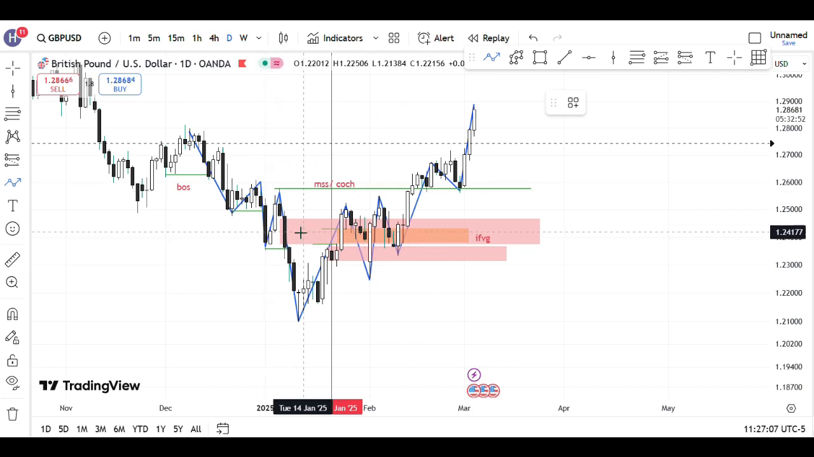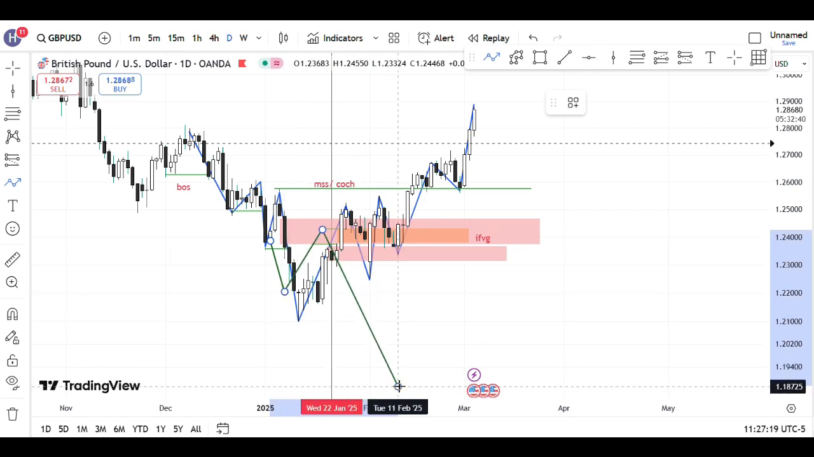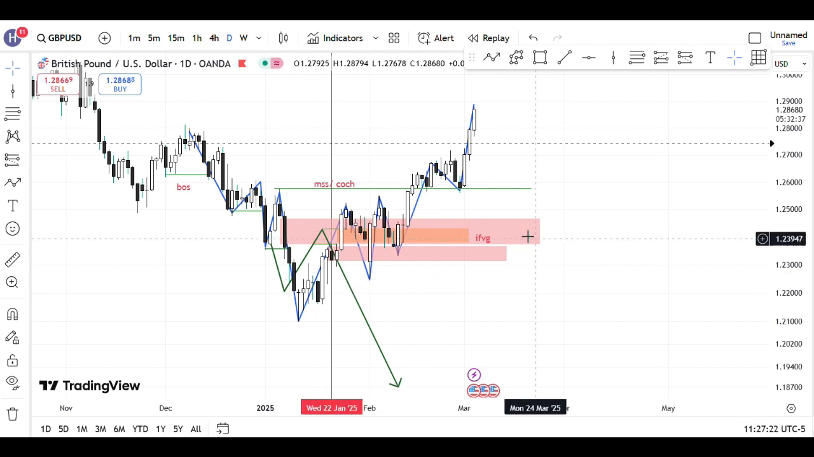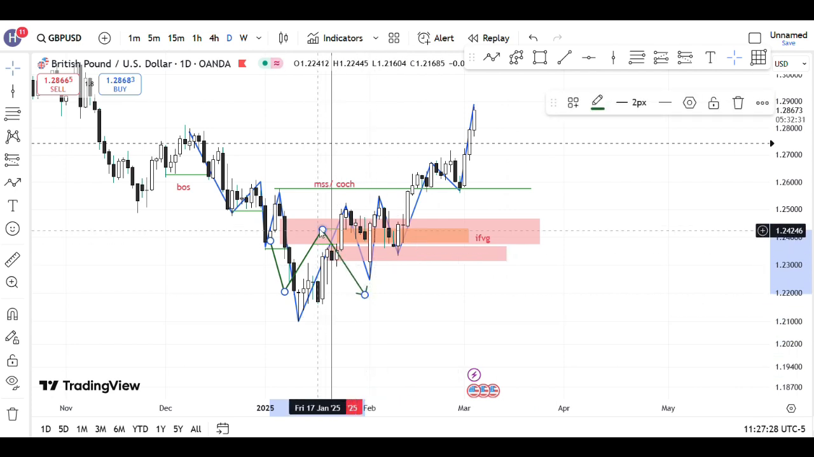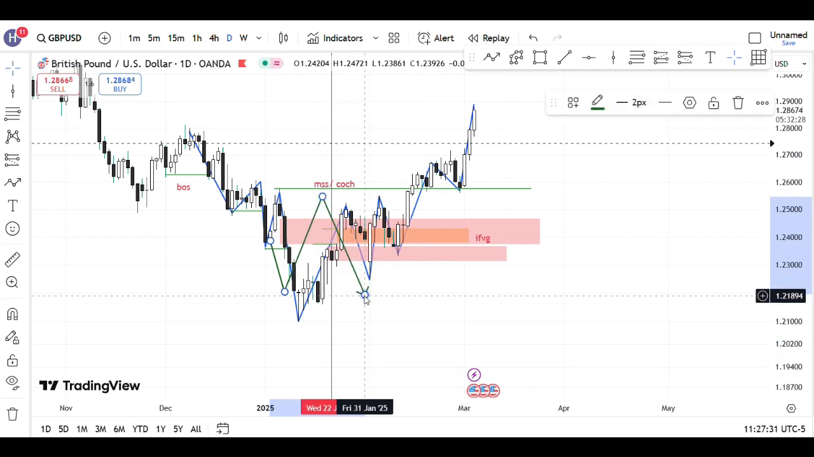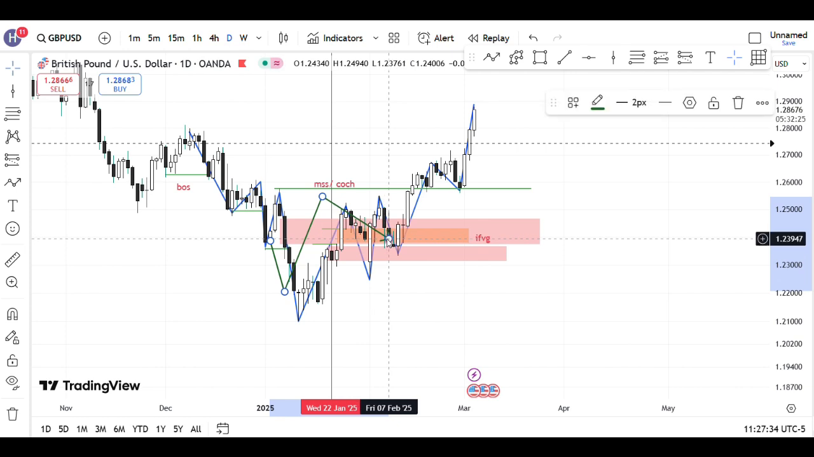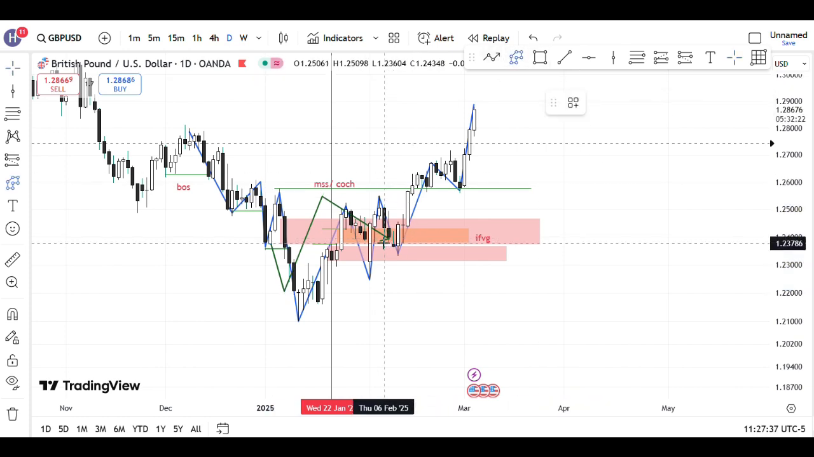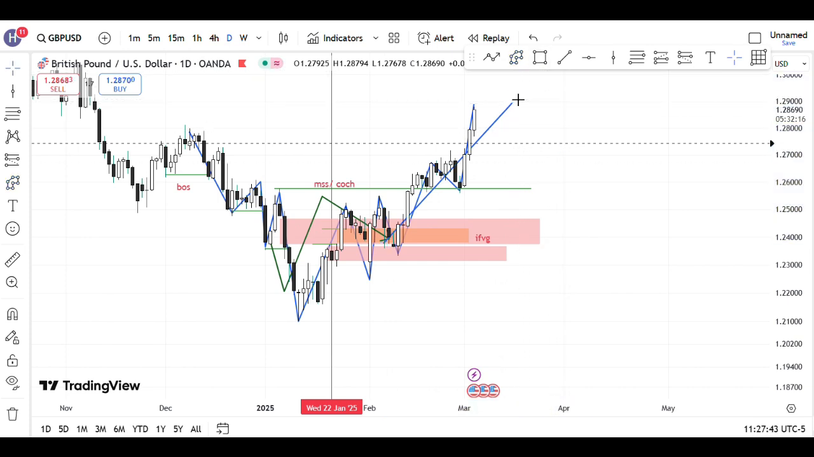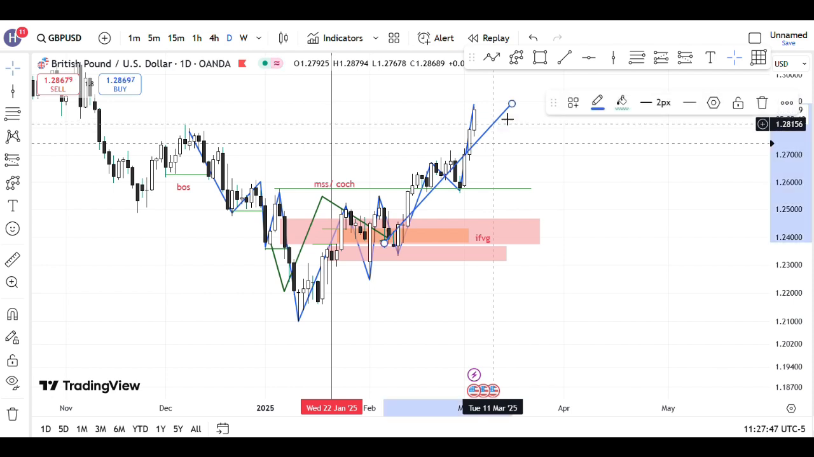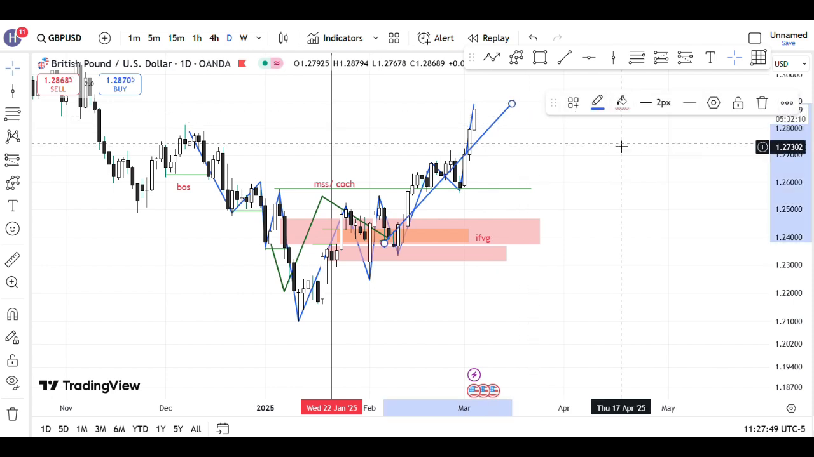Okay, I will tell you. In normal fair value gaps, the price behavior is it's going here, up and down. This is the normal behavior of fair value gap. But this is inverse fair value gap. So price is not going like that. Price go up, price go here, hit, and price will go here. See, that is called inverse fair value gap. Okay, I will mark it red.